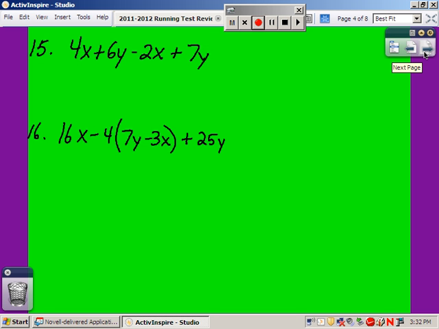All right, now we're on to simplifying, combining like terms. I told you on the test that you're going to have this one problem of this stuff, and it's going to be something where you actually have to simplify first and then evaluate it.